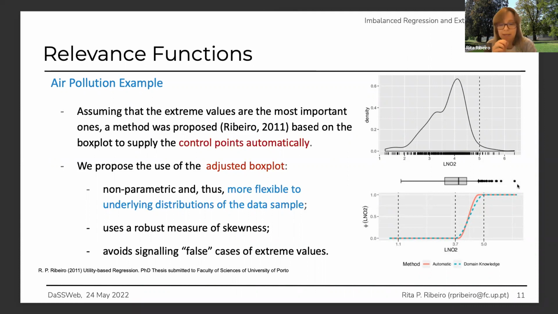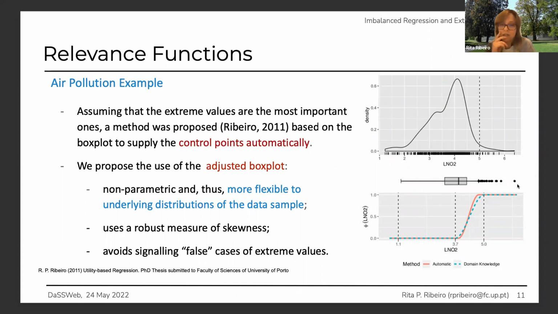Here, we have made a small adjustment, and we use what we call the adjusted box plot, which is a box plot that gives us a more robust measure of the skewness of the distribution. It is not parametric like the standard box plot from Tukey, and so it's more flexible, not assuming the underlying distribution to be a fixed one.